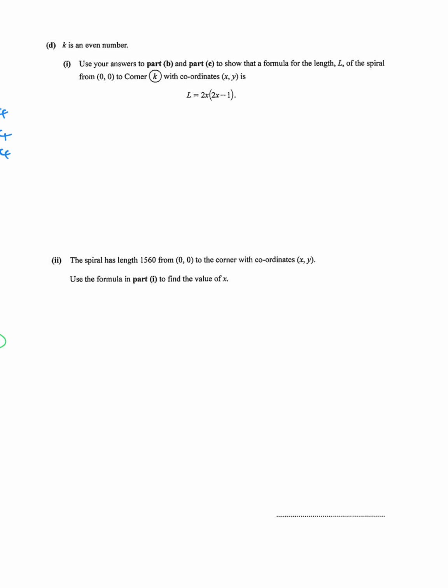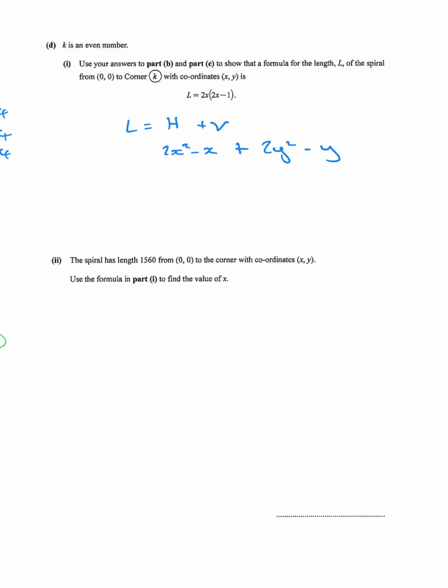K is an even number. Use your answers in part B and part C to show that the formula for the length of the spiral from 0 to K with coordinates x, y is equal to this. So the length, L, is equal to the horizontal plus the vertical, which was 2x squared minus x plus 2y squared minus y.